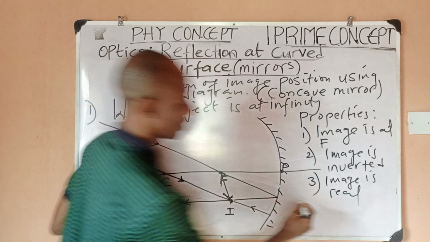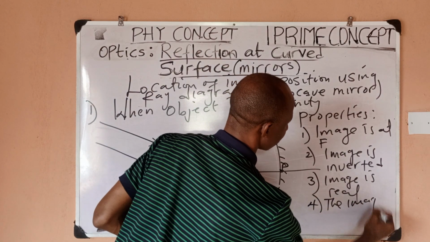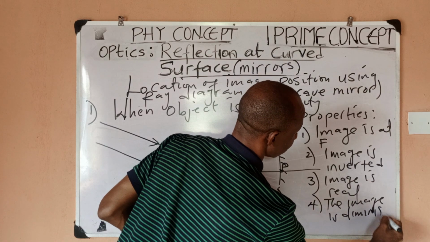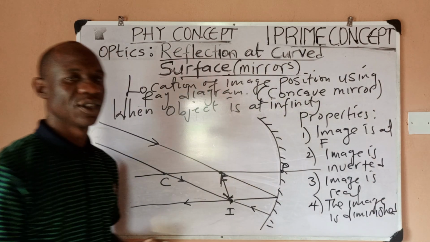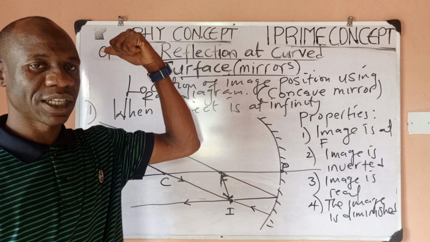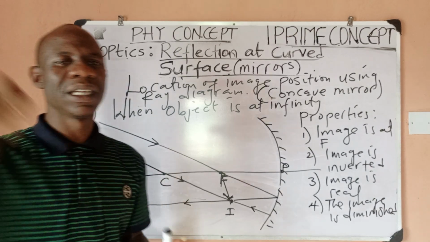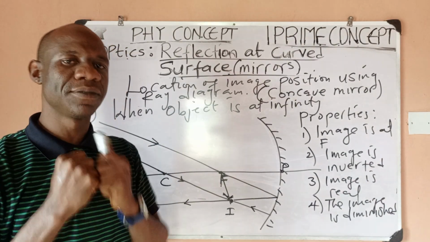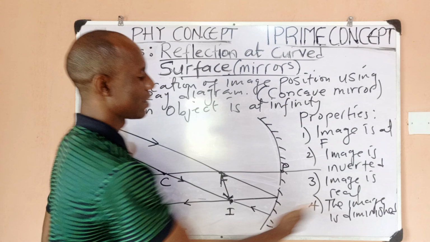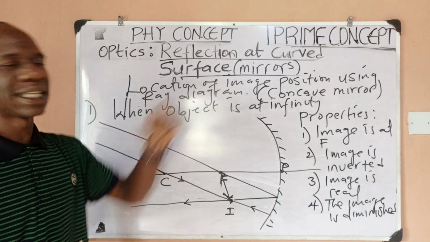And then number four, the image is diminished. The image is what? Diminished. What does it mean? It simply means that the image is smaller than the object. So we usually call it a point image. So it means relative to the object, the image is really very small. So the image is diminished. So these are the properties of the image formed when your object is at infinity.